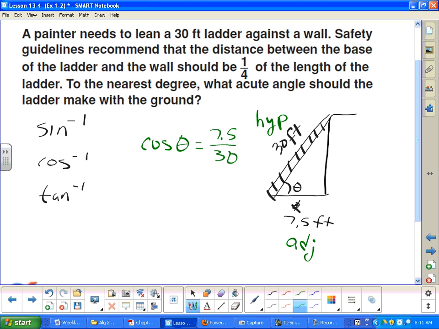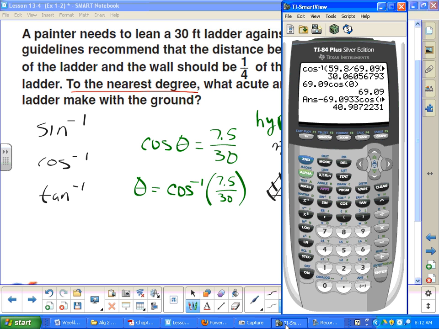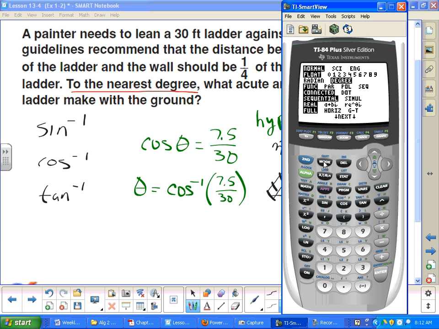So we will say that the cosine of theta is equal to the adjacent over the hypotenuse. And if I'm trying to find the angle theta, I will do the inverse cosine of that fraction. They want us to find our answer to the nearest degree, so we'll take our calculator. Just a quick check, am I in degree mode? Yes, I am. Good, that makes it much easier.